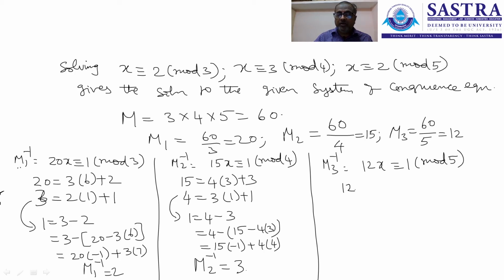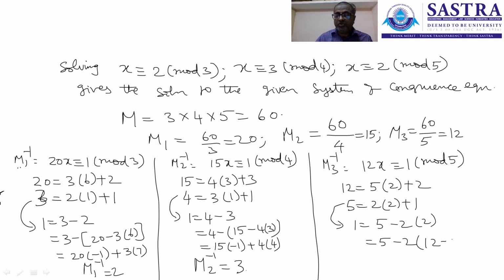So you will have 12 is equal to 5 into 2 plus 2. 5 is equal to 2 into 2 plus 1. I will write this 1 as 5 minus 2 into 2, and this will be 5 minus 2 into, I will rewrite this 2 using the first as 12 minus 5 into 2. Okay, so now this would be like this, 5 minus into minus plus, so you will have 5 into 5. Okay, you will have 5 into 2 into 2, 4, 4 plus 1, 5, minus 12 into 2. So your m3 inverse would be minus 2. So when I subtract 5 minus 2, I get 3. So m1 inverse is 2, m2 inverse is 3, and m3 inverse is also 3.